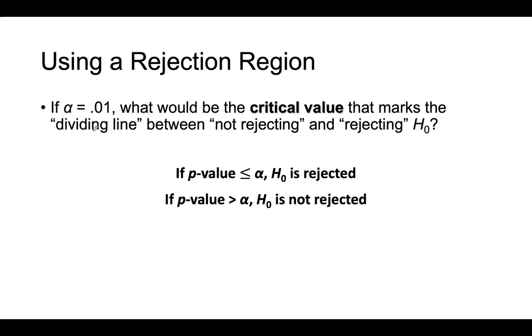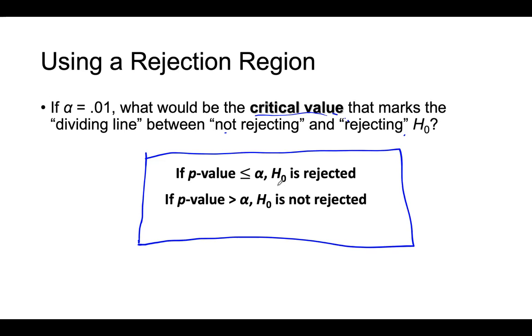So let's just summarize this. If alpha equals, let's say, 0.01, it could be whatever you choose, what would be the critical value that marks this dividing line? The dividing line between not rejecting and rejecting is called the critical value. Anyways, if this p-value is less than or equal to this alpha, then the null hypothesis is rejected.